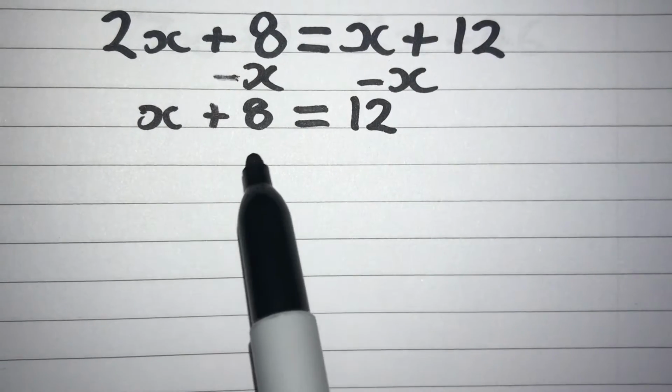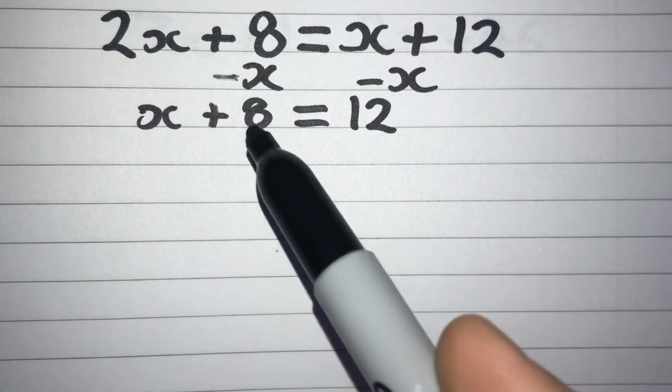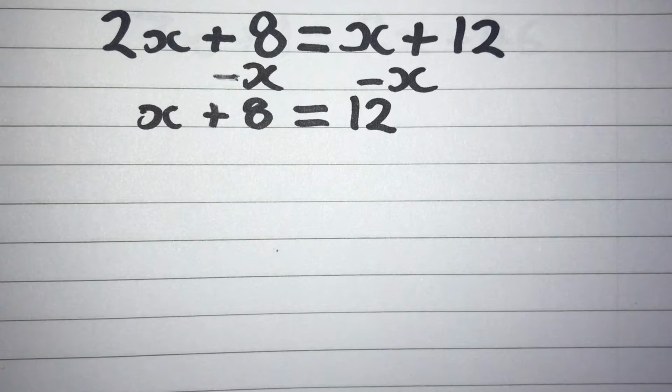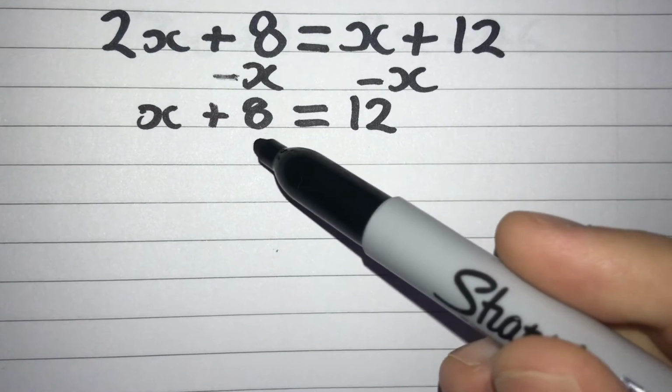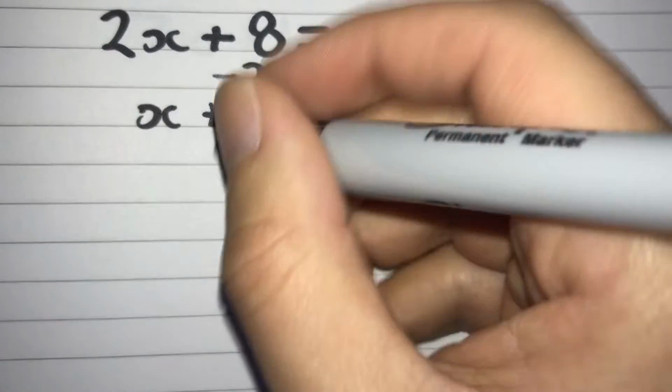Okay, now we have x plus 8 equals 12. So this is an example of a one-step equation, where whatever number x is, if we added 8 to it, we get 12. So to find out what x is, we need to do the opposite of adding this 8, which is going to be subtracting 8. And again, we do that to both sides of our equals.